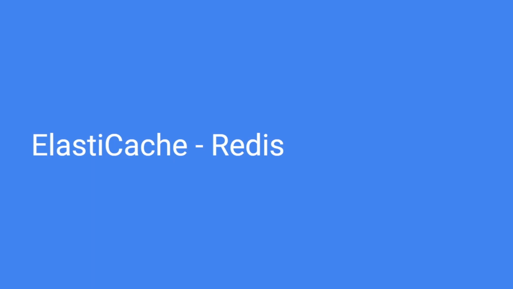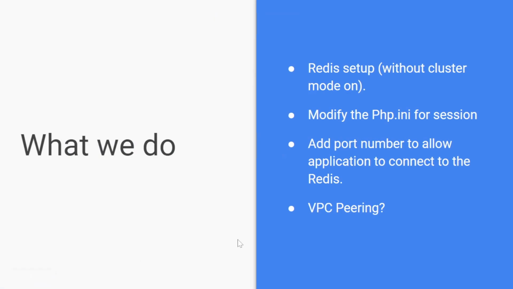Now let's set up Elasticache Redis. We are moving to the AWS console and going to set up Redis. Before we jump into the console, let me explain what we are going to do in the following slides. First, we have to set up the Redis. In Redis, there are two sorts of settings: the first one is cluster mode on, and the second one is cluster mode off. In this demo, I'm going to set up Redis without cluster mode on.